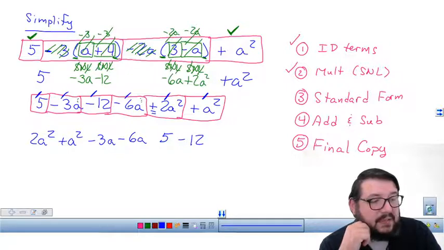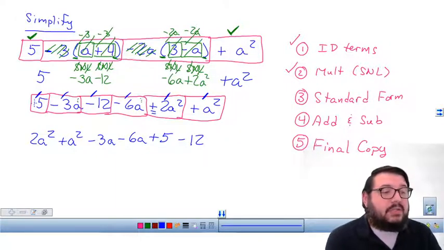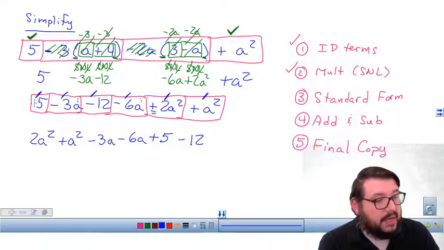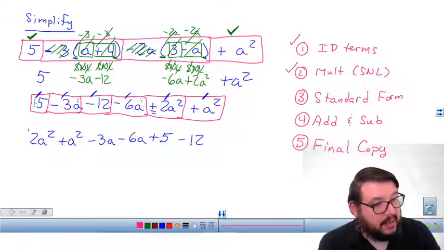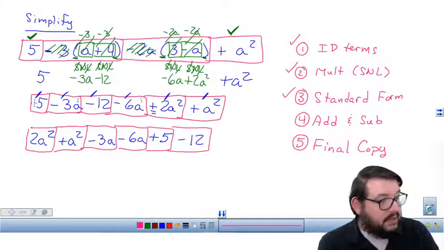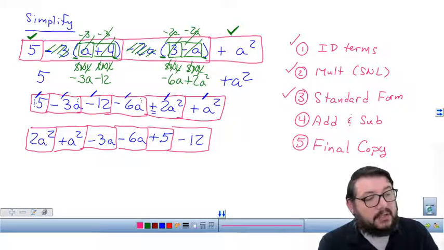See this space right here? That should have a positive for this 5. Remember, there's a positive sign hidden there. It's just because it's in the front box that we don't show it. So we're going to put our plus 5 now because it's no longer in the front. So now, we'll just go ahead and identify our terms one more time. Standard form is done. We have the exponents in decreasing order and the constants at the back.